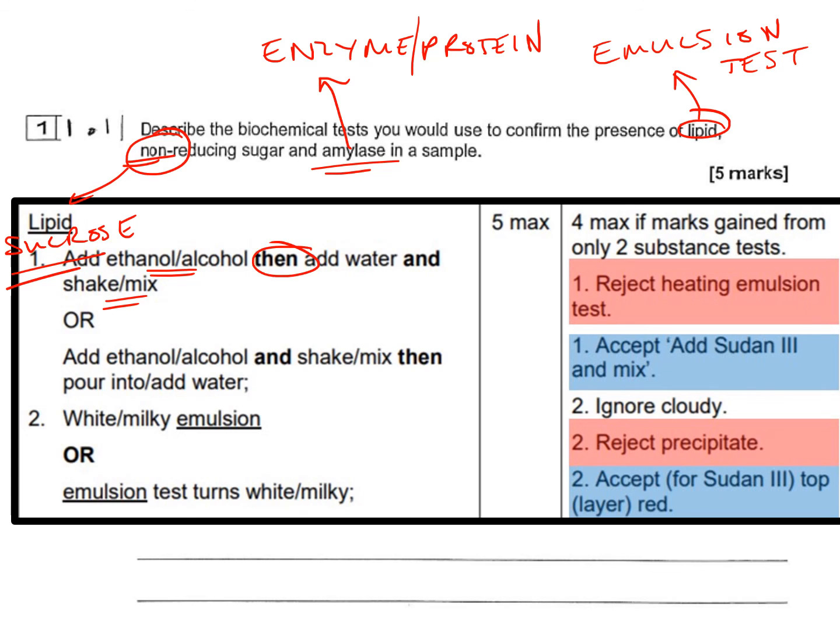And after you've added water and given it a shake, you might see a white emulsion. Okay, so a white emulsion is the best thing to say, white emulsion. If you put cloudy emulsion, they didn't like it. And if you put precipitate, obviously they didn't accept that. Right, there's no heating in the emulsion test. There's definitely no precipitates formed.